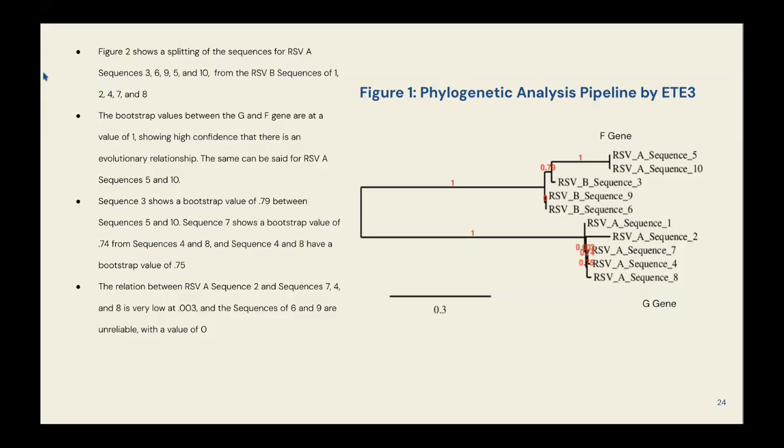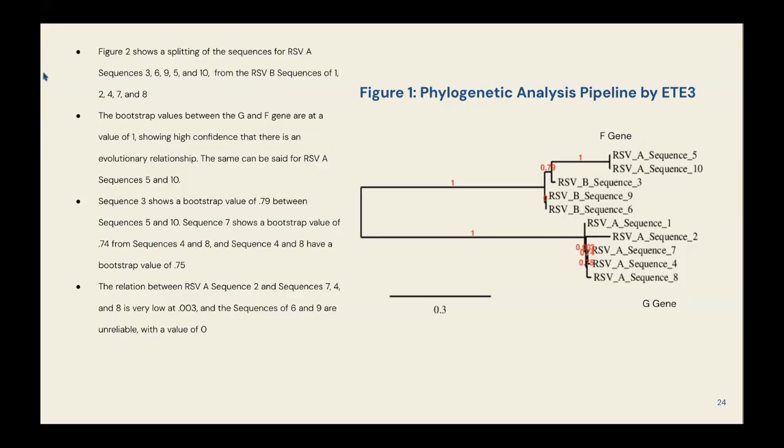The bootstrap values between the G and F genes are at a value of 1, showing high confidence that there is an evolutionary relationship. The same can be said for RSVA sequences 5 and 10. Sequence 3 shows a bootstrap value of 79 between the sequences of 5 and 10. Sequence 7 shows a bootstrap value of 74 from sequences 4 and 8. And sequence 4 and 8 have a bootstrap value of 75.